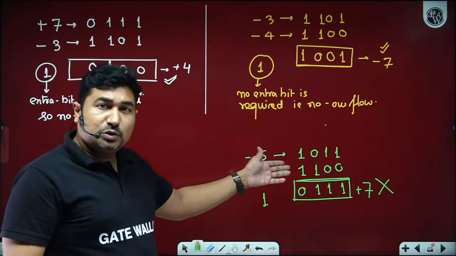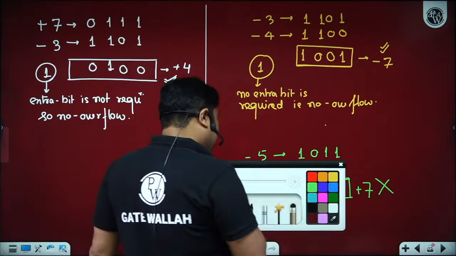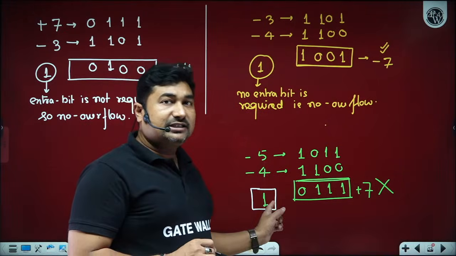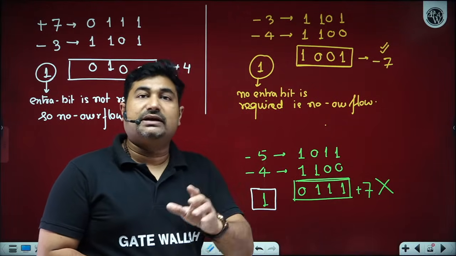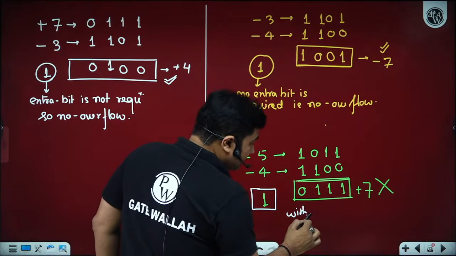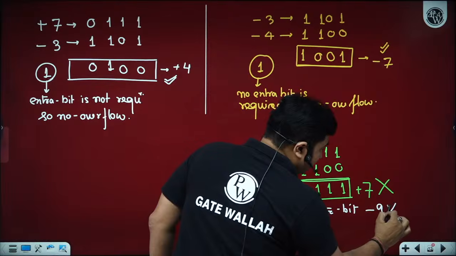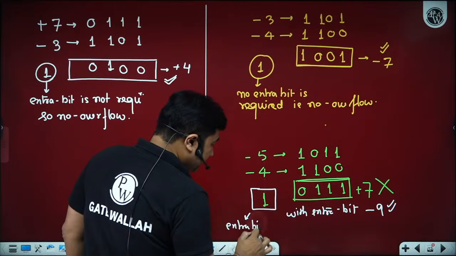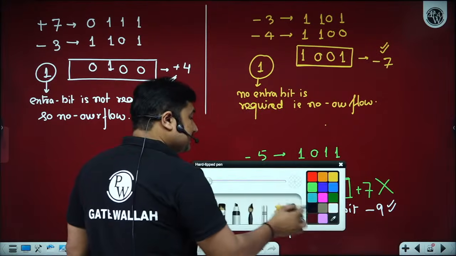Is 2's complement not able to perform arithmetic operations? No, it is. We can do arithmetic operations with 2's complement, but the issue is this extra bit is required. If we consider this bit as well, then what happened? Minus 16 plus 7, that will become minus 9. So with the extra bit, the result is minus 9, which is correct. Yes, sir. So the extra bit is required. Whenever the extra bit is required, it means overflow occurred.